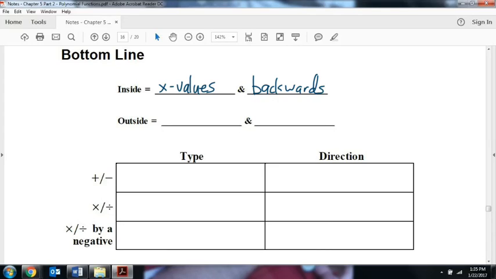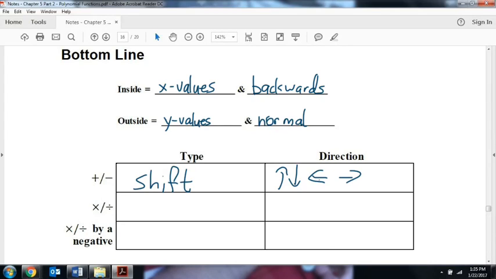Anything that's outside the parentheses deals with y values, so it goes up and down, and you do normal. Whatever it tells you to do, you do. It says add, you add. It says multiply, you multiply. And then you have three types of things you can do. You can add or subtract, which is a shift, and it either goes up, down, left, or right. So shift up 2, shift down 5, whatever.